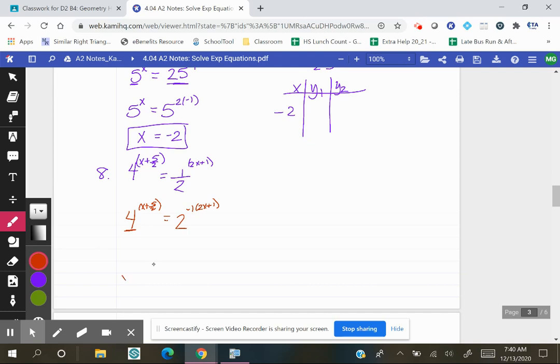So your final answer should be x equals -3/2 or -1.5. Decimal or fraction is fine there. And then I should also see your check at -1.5 or -3/2 for that as well.